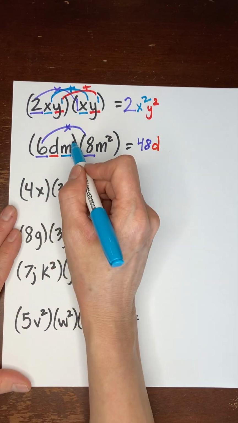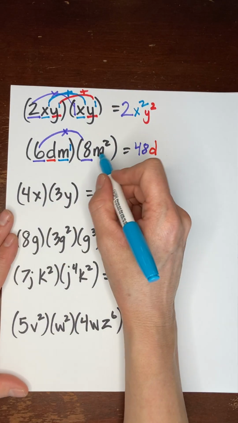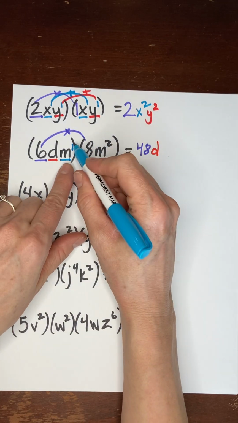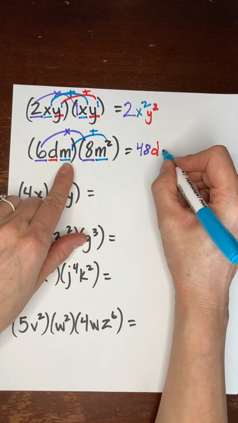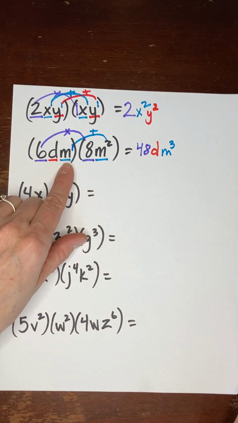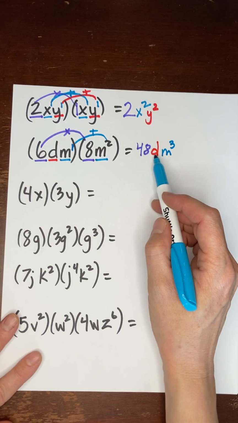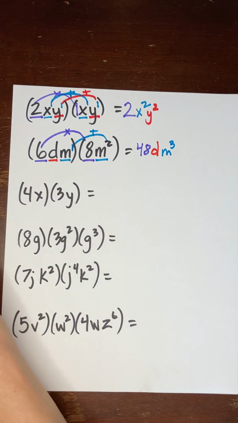I have m to the 1 and I have m squared. So my rule says I can add exponents. 1 plus 2 is 3, so m to the 3. So my answer is 48 d m cubed.